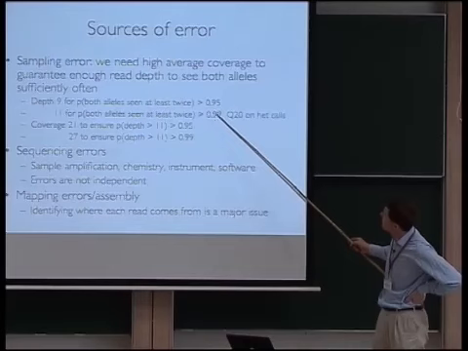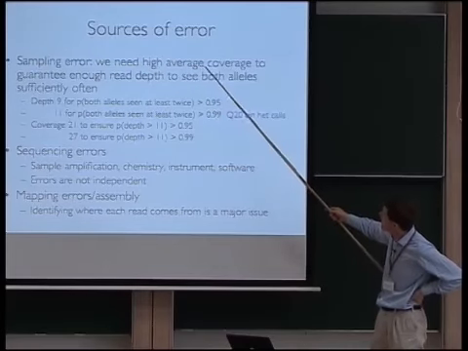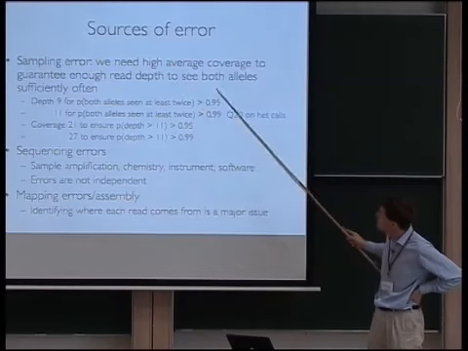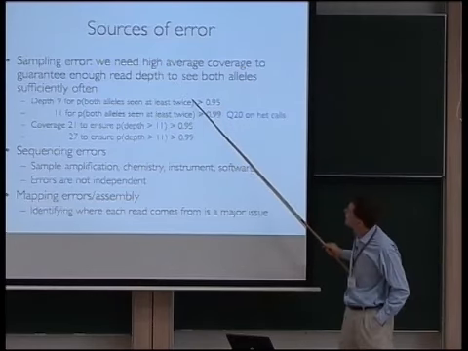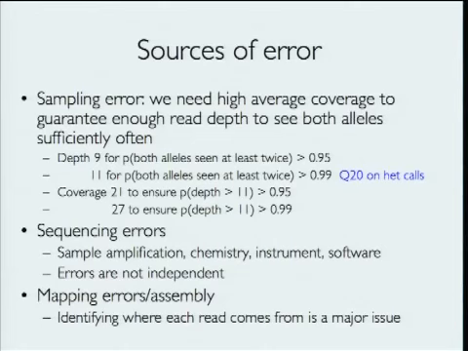So what are the sources of error? Well, we get sampling error, as I've said. We need high average coverage to guarantee enough read depth to see both alleles sufficiently often. Bit of a mouthful, but we need depth 9, for example, to ensure that the probability that both alleles are seen at least twice is bigger than 95%. We're going to want to see both alleles at least twice because we probably aren't going to believe something if we only see it once, because it could be an error. And so somewhere around depth 10 to have high confidence of seeing both alleles twice.